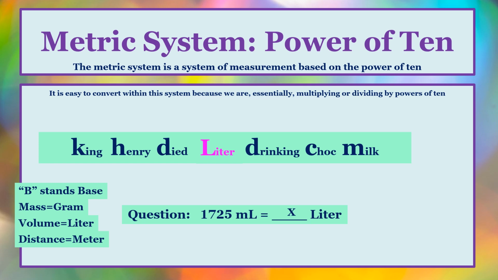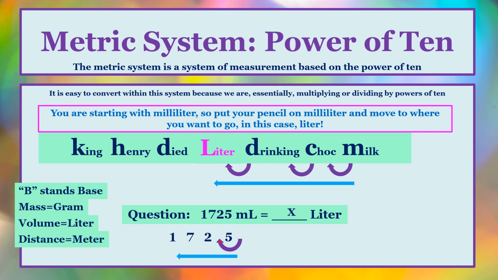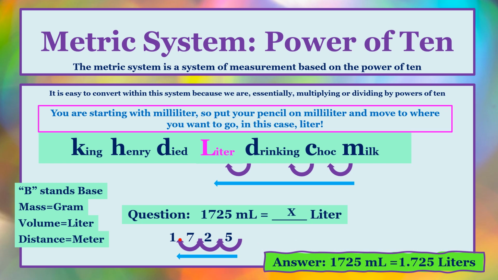We know our base is going to be liters because we're dealing with liters. You're starting with milliliters, so put your pencil on milliliters and move it to where you want to go, in this case, liters. 1, 2, 3. Well, our number is 1,725. We moved our arrows to the left, so we need to move our decimal to the left. I don't see a decimal, so there's an implied one at the end because this is a whole number. So we're going to go 1, 2, 3. That's going to be our answer. 1,725 milliliters equals 1.725 liters.